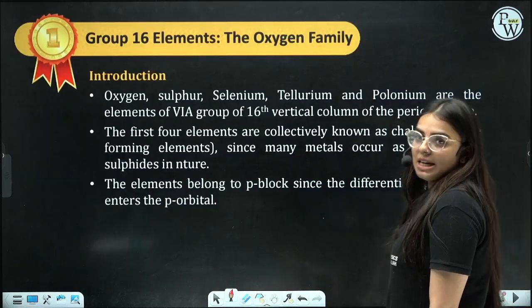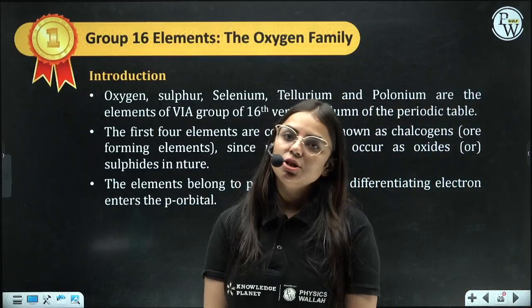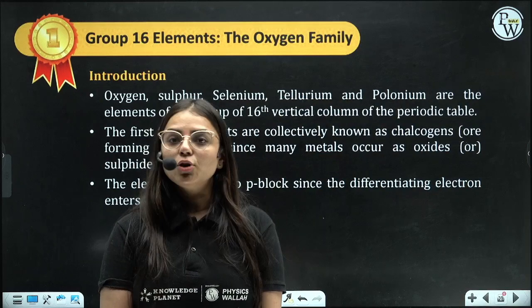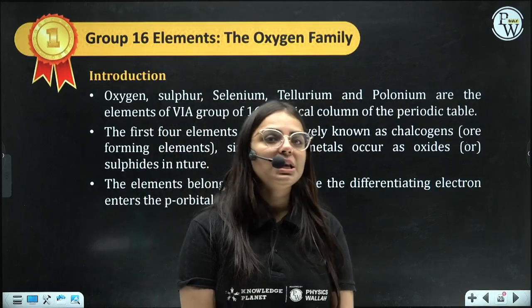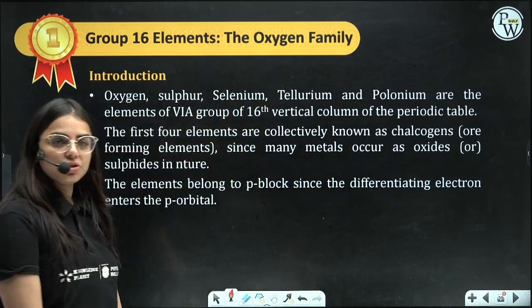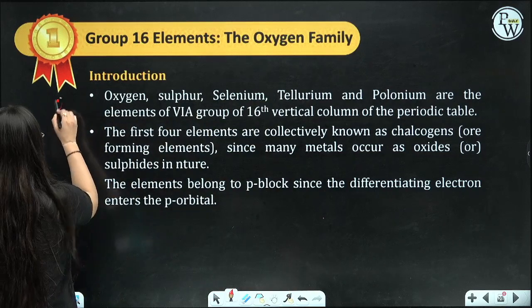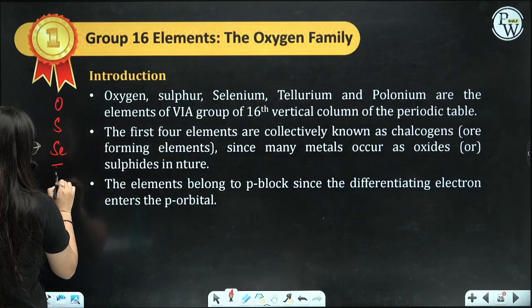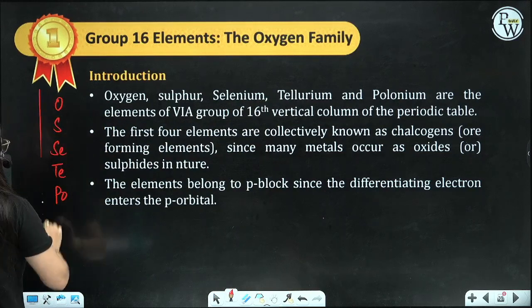Now comes your next group, that is group number 16, students, which is the oxygen family. I hope you have done the nitrogen family very well. Let's start with the oxygen family. Oxygen family includes which elements? Oxygen, sulfur, selenium, tellurium and polonium. See, each and everything is going to remain the same.